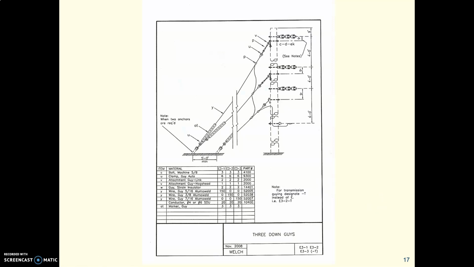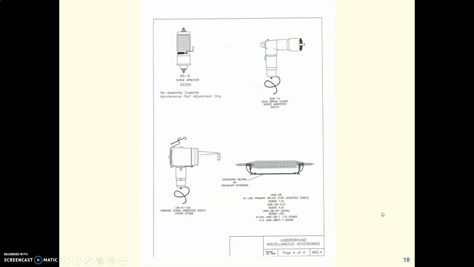Some drawings showing exactly how to connect the guy wires for stabilizing the utility pole. And I'm not sure why they made these, but here are some parts, surge arresters and so forth. These are for underground connections.